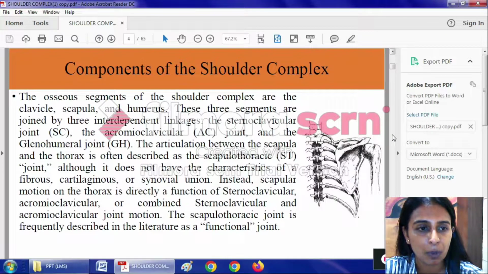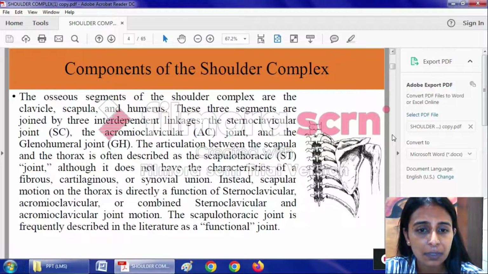Components of the shoulder complex. The osseous segments of the shoulder complex are the clavicle, scapula and humerus. These three segments are joined by three interdependent linkages: the sternoclavicular joint (SC), the acromioclavicular joint (AC) and the glenohumeral joint (GH).